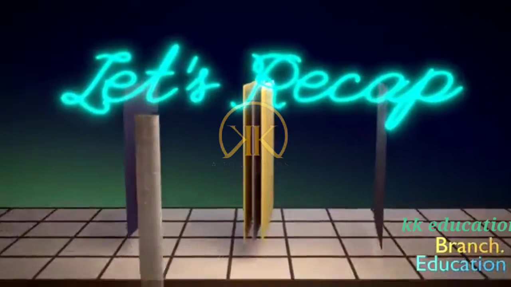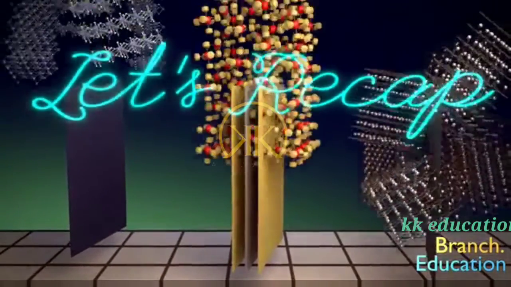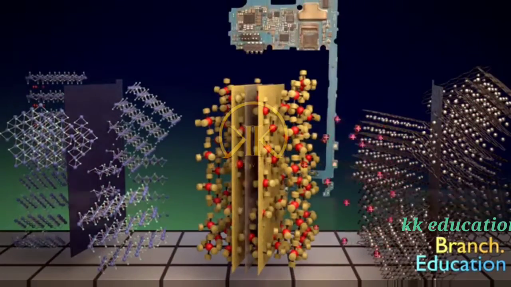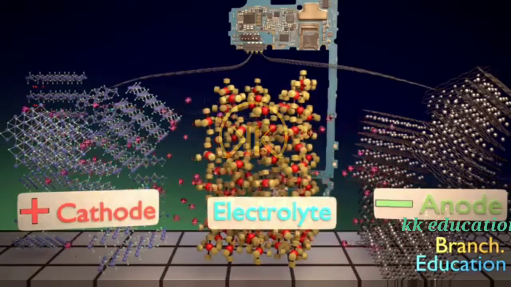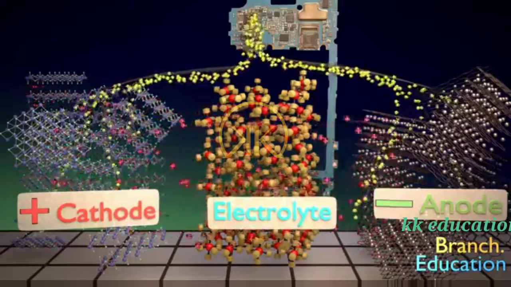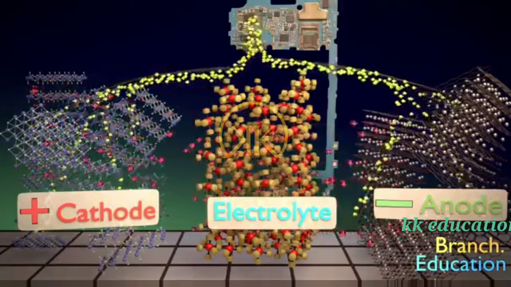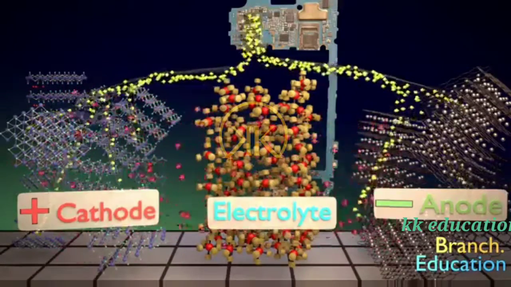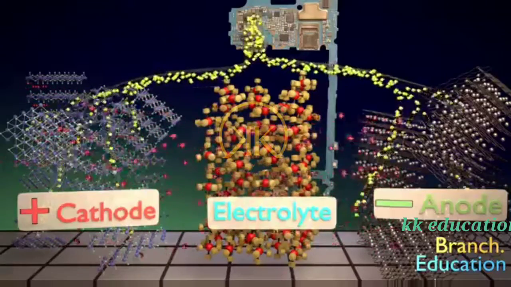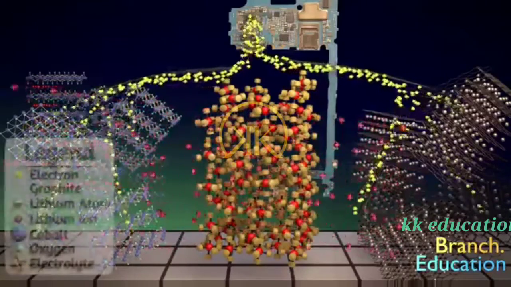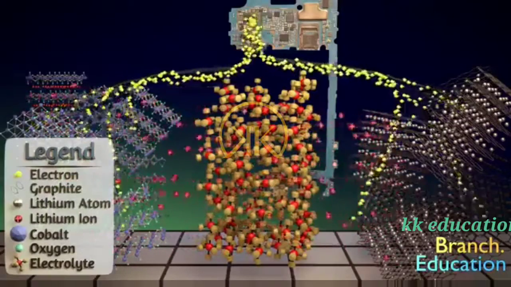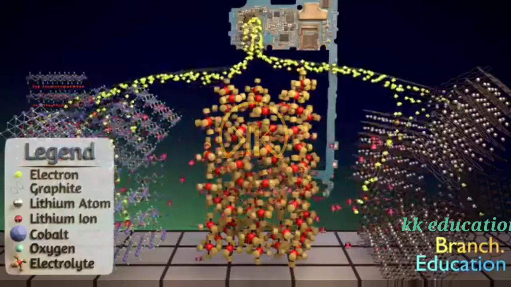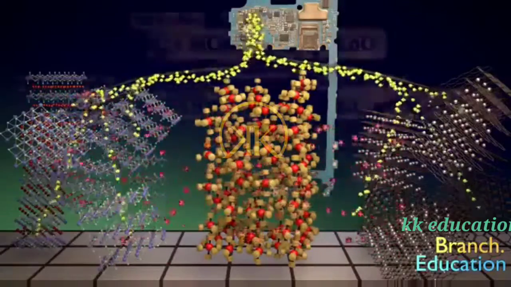Let's quickly recap. Here is a full battery. Throughout the day, lithium atoms leave the graphite layers and separate from their electrons to become lithium ions. The electrons flow from the negative terminal through the circuits and components in the smartphone and into the positive terminal to join the cobalt atom. At the same time, the lithium ions travel through the electrolyte in order to neutralize the charge buildup and keep the reaction going.